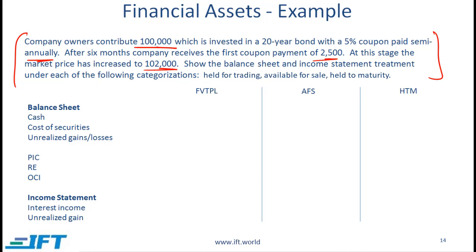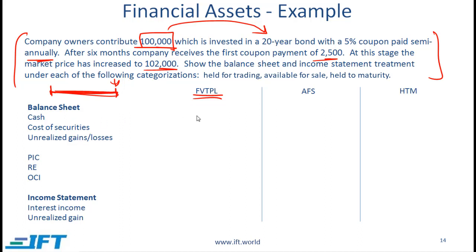Now, note that on the balance sheet, initially, let's say we are the owners, so we make a contribution of 100,000, and that 100,000 is immediately invested in a bond. This question is asking us about what we report at the end of the 6-month period on the balance sheet and what we report on the income statement related to this 6-month period. Let's take the fair value through profit and loss scenario.